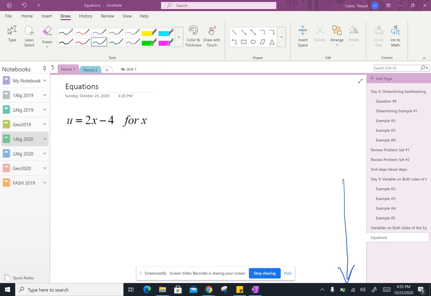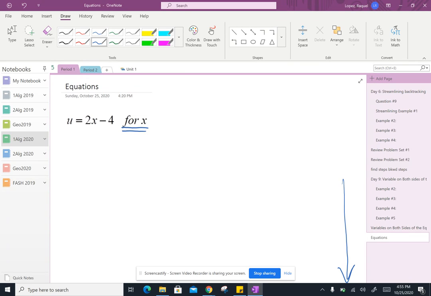In this video, we will be solving for variables in the equations that were given. So let's take a look at the first one. The first one says u equals 2x plus 4. This means that they want us to solve for x, meaning that's the variable we are going to isolate and get by itself on one side of the equation.